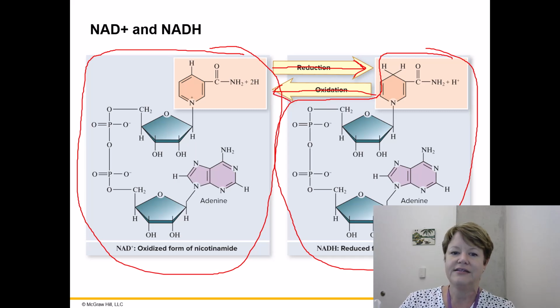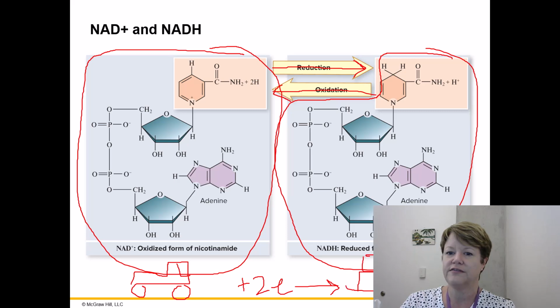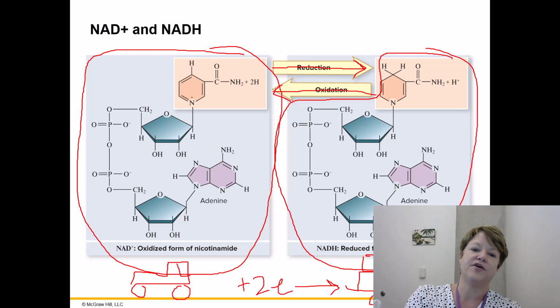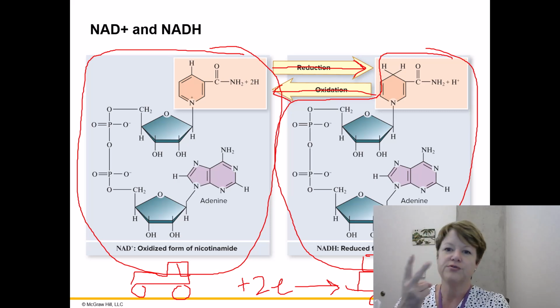I like to think of NAD+ and NADH as 2 versions of a pickup truck. It's the same pickup truck. Here's a pickup truck. And the NAD+ is a pickup truck that doesn't have anything in the bed. It doesn't have a load. When it picks up 2 electrons and 1 proton, it becomes NADH, and NADH has those 2 electrons in the bed. There's the wheels. So NAD+ is a carrier that doesn't have a load. NADH is a carrier that does have a load. And the load is the 2 electrons.